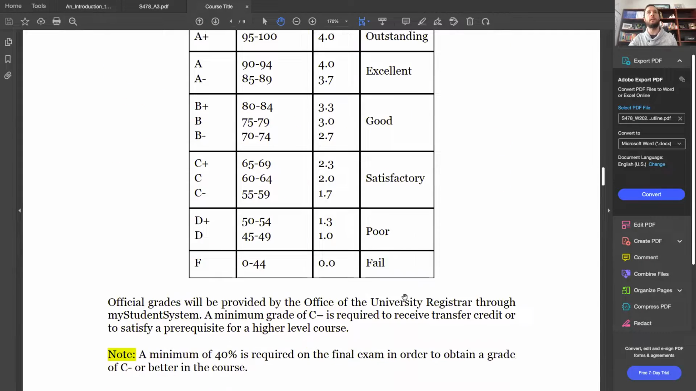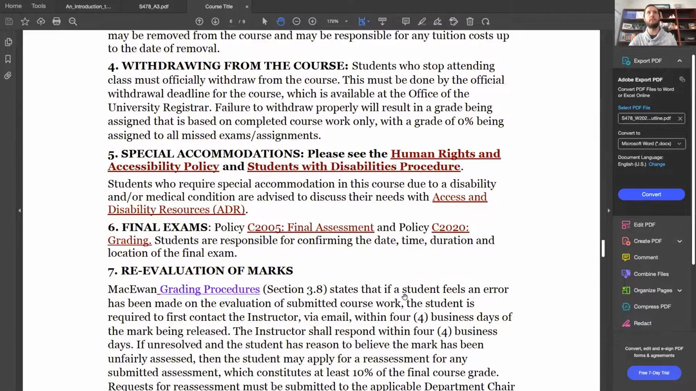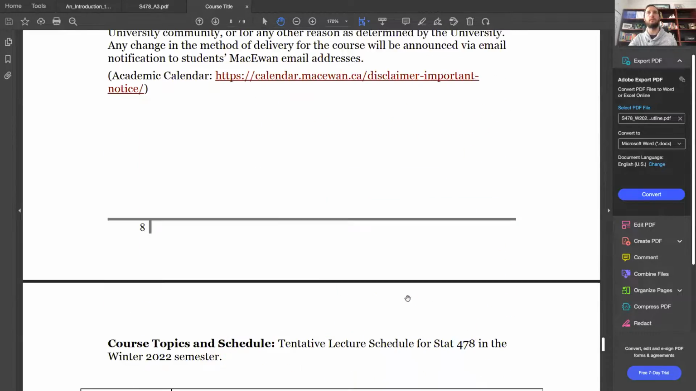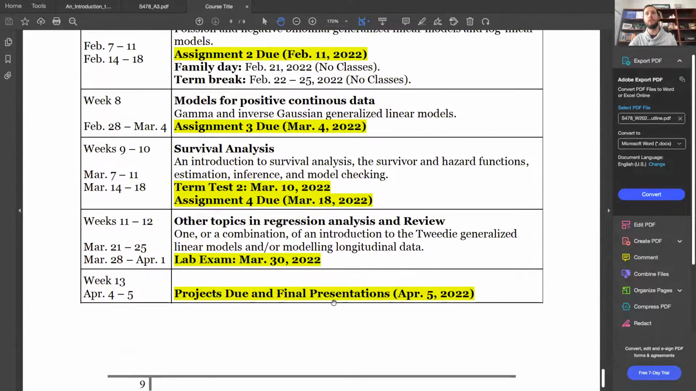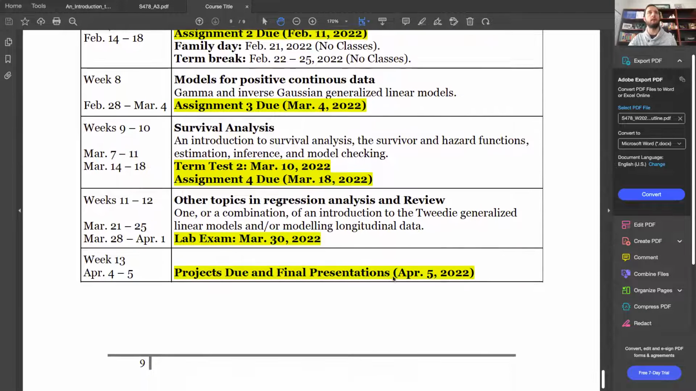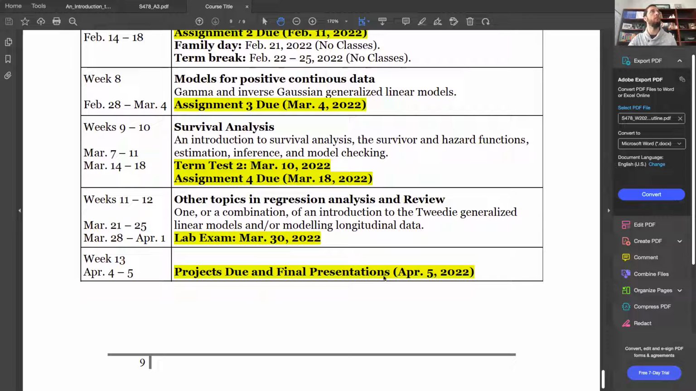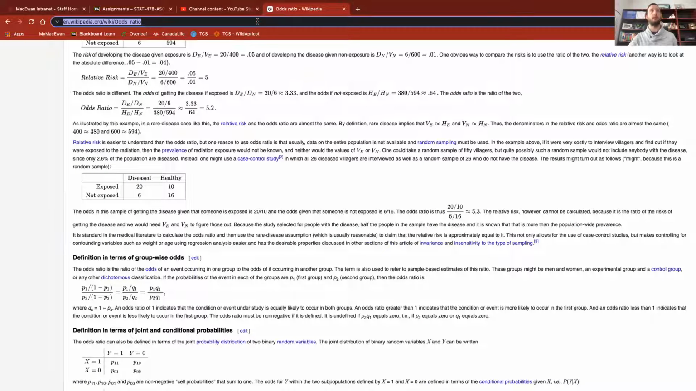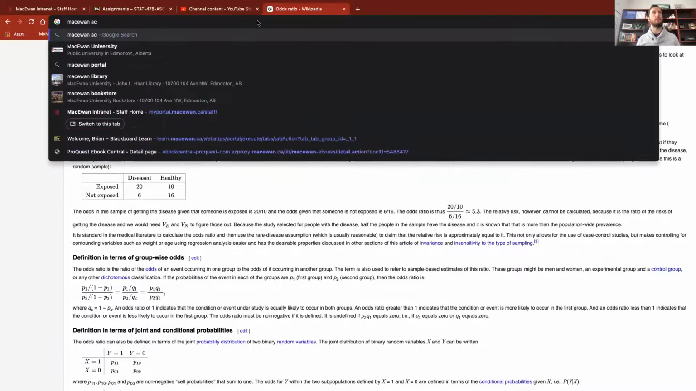And that also means that the presentations, I don't think, oh, they're in the outline. So the presentations for this class will also be April 5th. Okay, that's obviously not correct. That should be April 9th. Okay, just going to make sure that I have that correct.